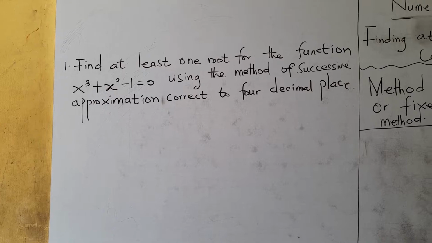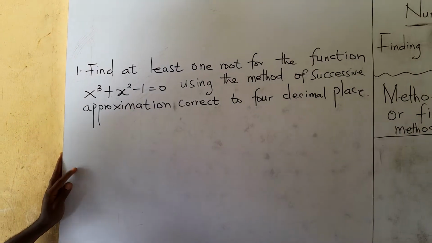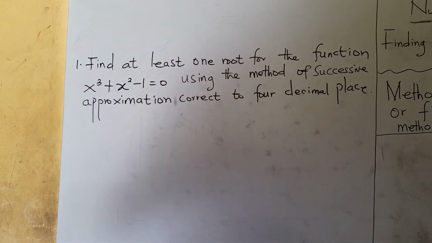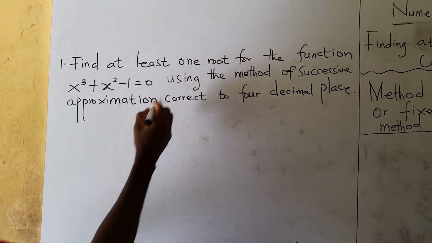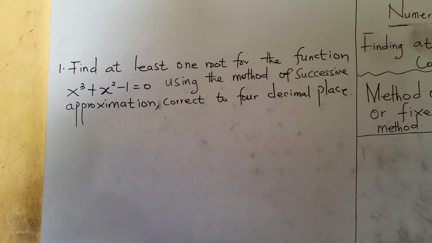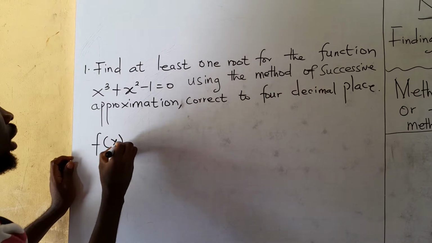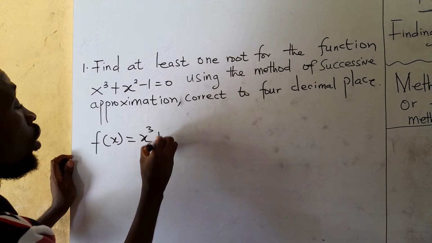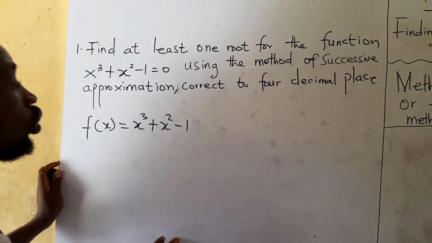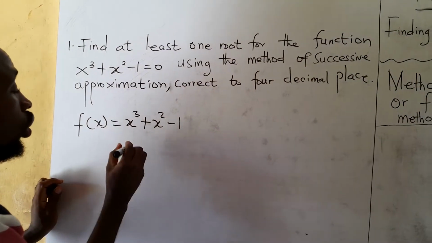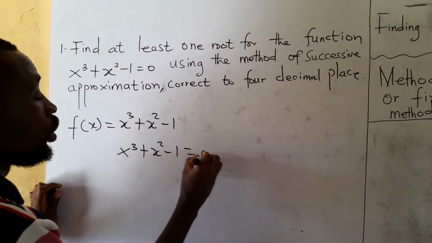So now let's look at our first question. They say find at least one root for the function x cubed plus x squared minus 1 equal to 0 using the method of successive approximation correct to 4 decimal places. So how do we do that? Remember, our f of x is equal to x cubed plus x squared minus 1. So we equate this to 0: x cubed plus x squared minus 1 equal to 0.